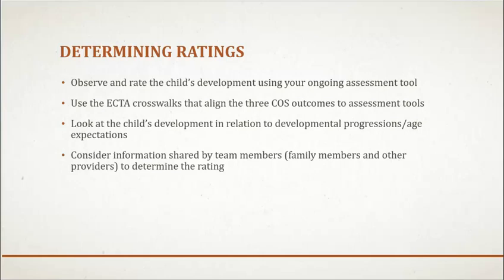And then there are crosswalks that align the three outcomes to assessment tools. So you can use those crosswalks, the crosswalk that goes with whatever your ongoing assessment tool is, and look at which indicators on that assessment tool align with each of the three COS outcomes. So then you want to think about the child's development in relation to developmental progressions and age expectations, and you also want to consider information shared by team members. So you want to use that information from families and other providers along with your ongoing assessment information, because you want to look at functioning across all settings, not just classroom functioning.